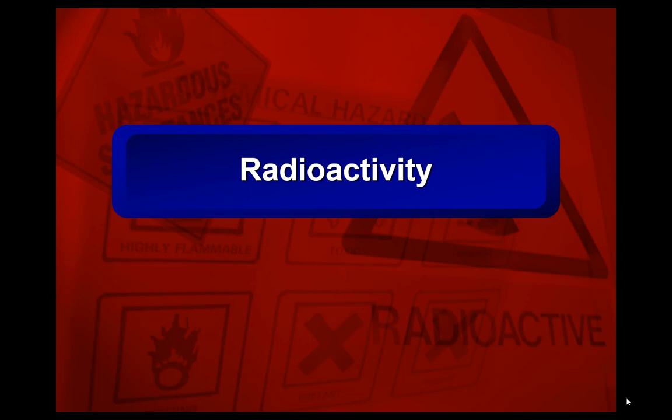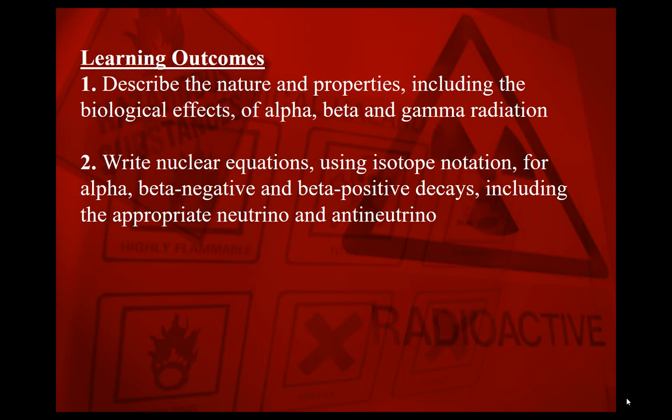Hello again, Physics 30s. In today's lesson, we are going to continue to look at more specific examples of nuclear reactions, with this time around focusing on radioactive decay. Learning outcomes are to describe the nature and properties, including the biological effects of alpha, beta, and gamma radiation, and to write nuclear equations using isotope notation for alpha, beta negative, beta positive decays, including the appropriate neutrino and antineutrino.